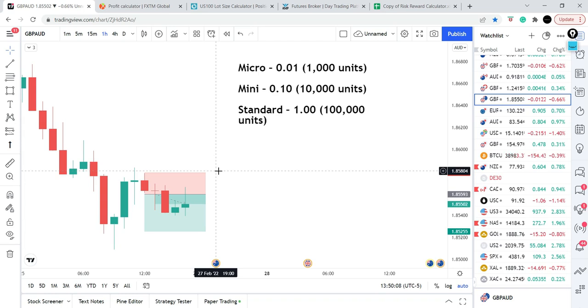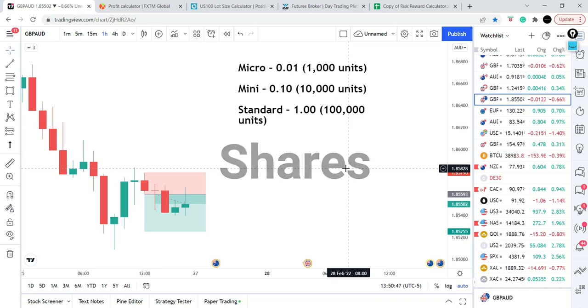So when it comes to Forex, you're dealing with lots. So what is a lot? A lot is basically the amount of units you want to buy or sell when you're trading the market. Let's say that you want to risk more, you will increase your lots. If you don't want to risk that much, you want to have a small amount, then you decrease your lots. In Forex, it's called a lot. In futures, it's called contracts. And in the stock market, it's called shares, right?